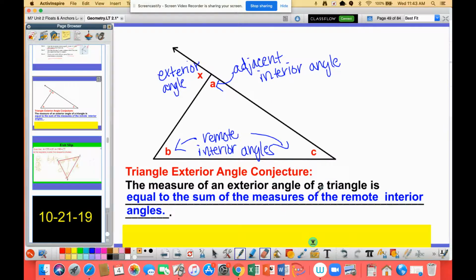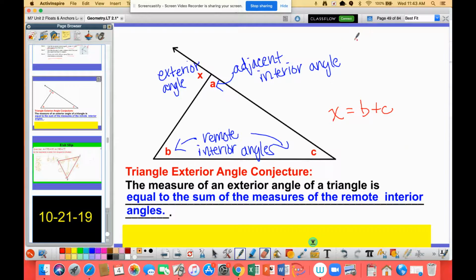So the measure of the exterior angle X is equal to the sum of the measures of the remote interior angles, so B plus C. You can add those two angles together and it will give you the measure of X. Now think about that. B plus C plus A will give you 180, right? And X plus A gives you 180.